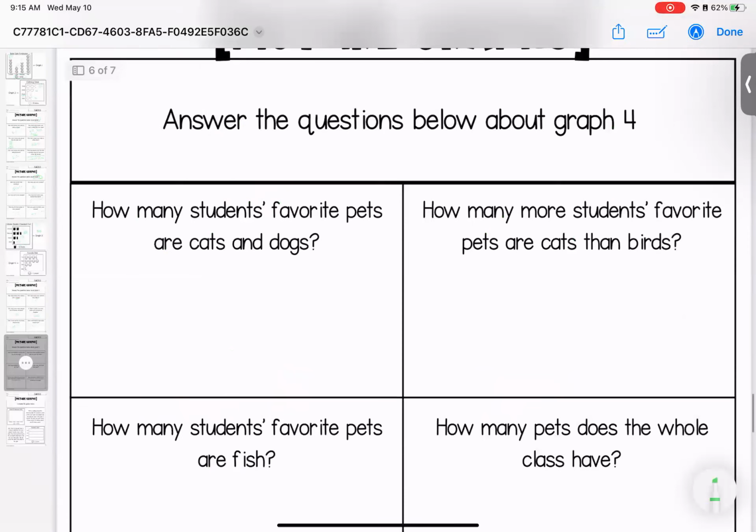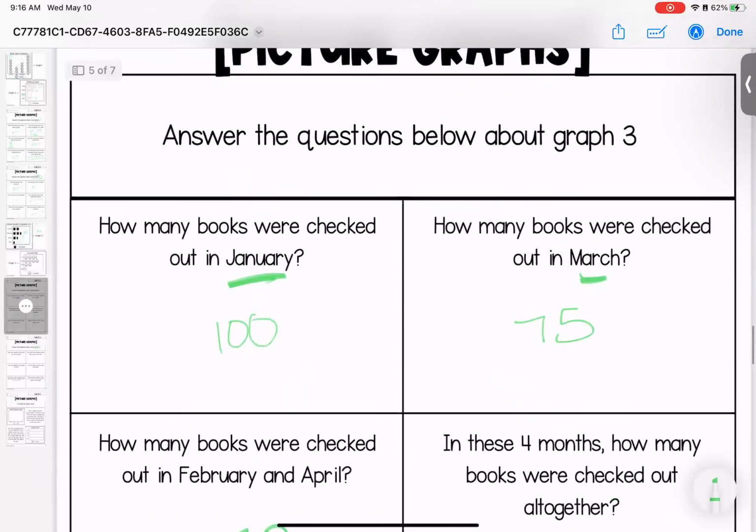All right, this one is looking at graph number 4. So if we go back up, we're going to take a look at it, talking about pets. First question we're looking at is how many students preferred cats and dogs? Second one is how many more students' favorite pets are cats than birds? So we're looking at cats and dogs together. We're looking at cats and birds as a comparison.